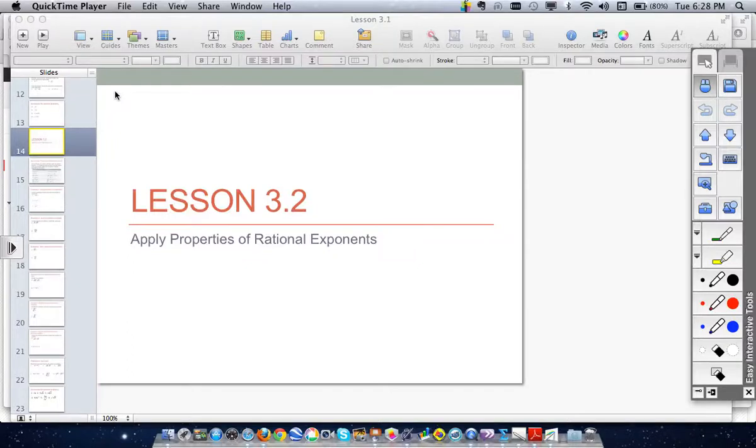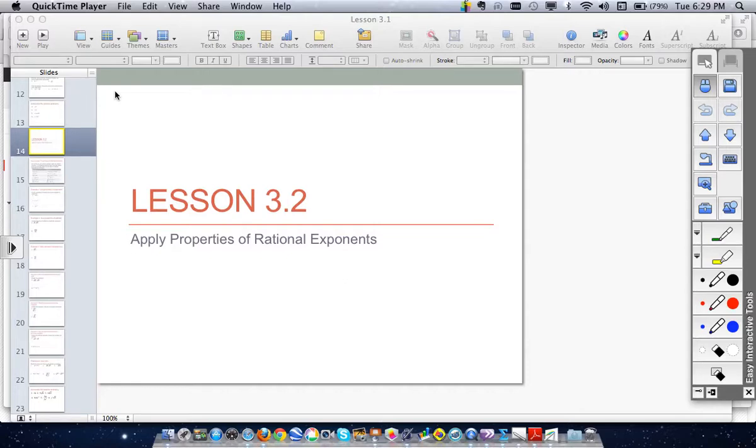Okay, so we have successfully made it through our first lesson using flipped classroom, listening to the recordings on your own, at your own pace, doing whatever you need to in order to get all of the information. And so now we are going to continue on with the next lesson in our unit on applying properties of rational exponents.